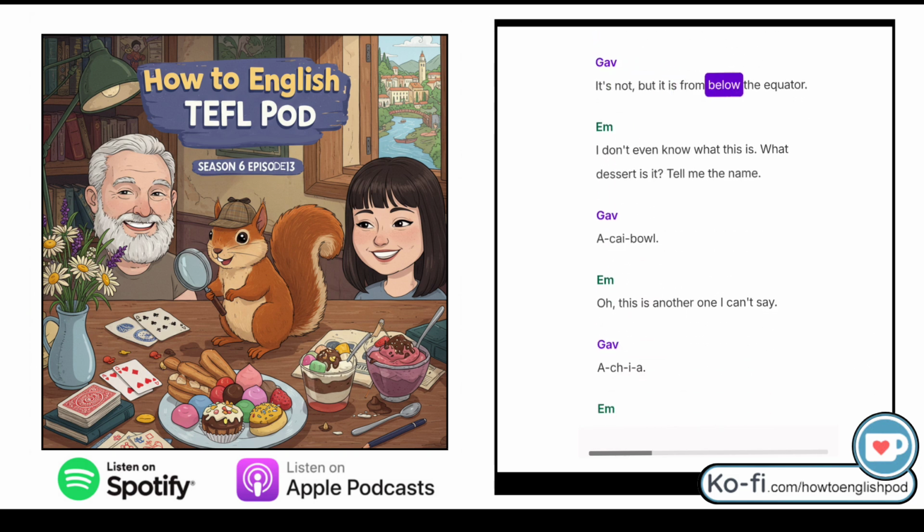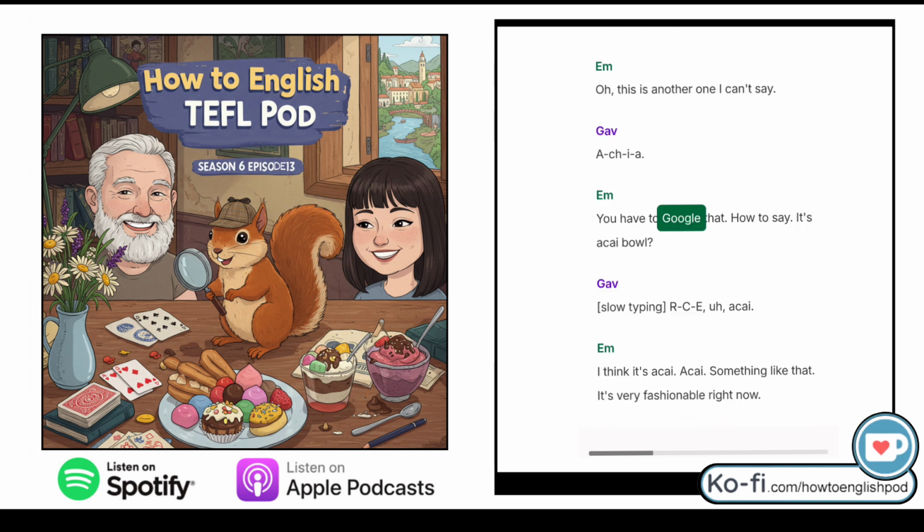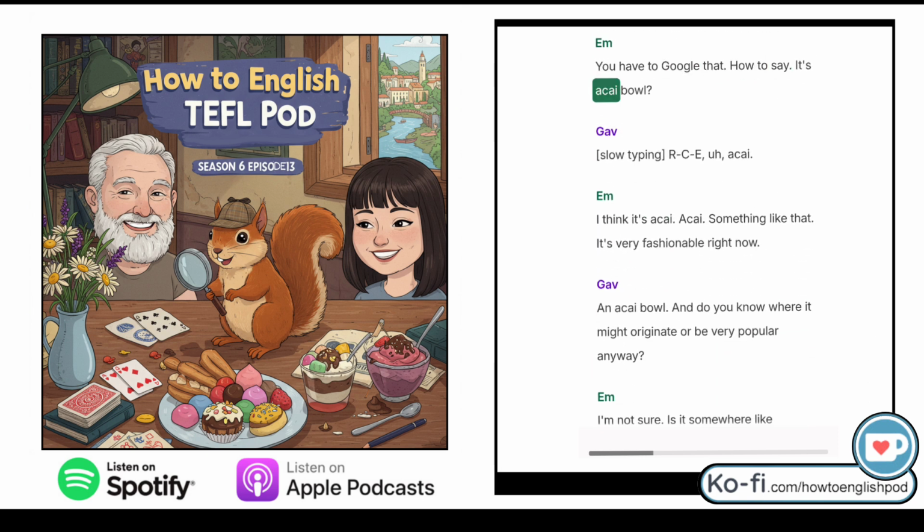But it is from below the equator. I don't even know what this is. What dessert is it? Tell me the name. Acai bowl. Oh, this is another one I can't say. You have to Google that, how to say. It's acai bowl.